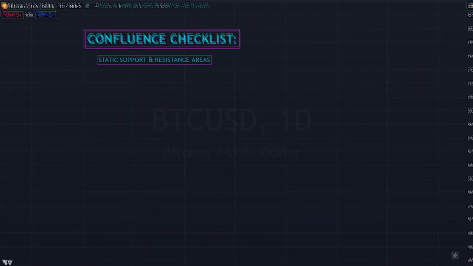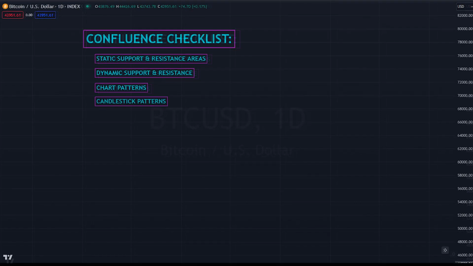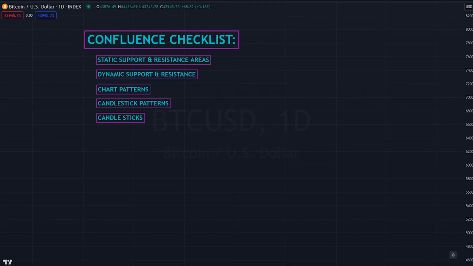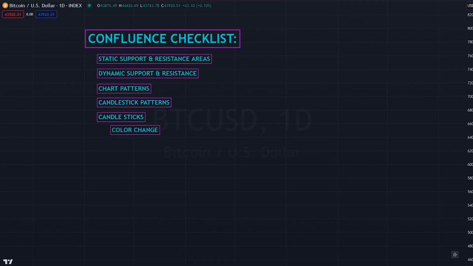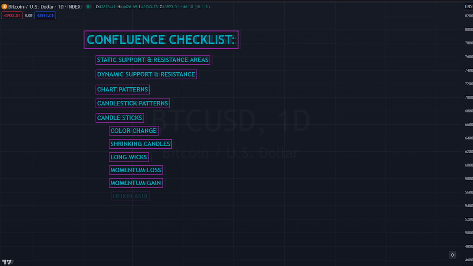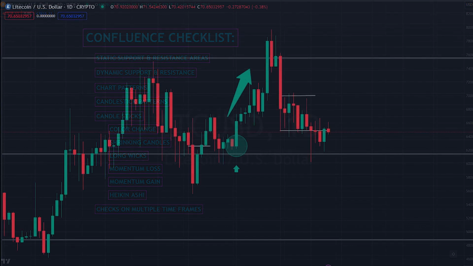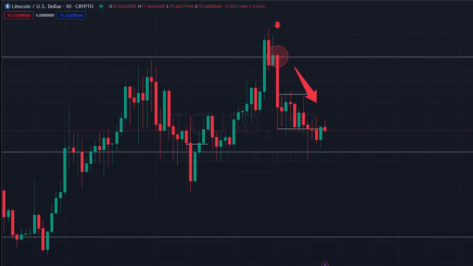We have our support and resistance areas. We draw out chart patterns, candlestick patterns. We look for specific candlestick styles, candle color change, shrinking candles, long wicks, momentum loss candles, Heikin Ashi candles. We check these on multiple time frames. So remember to always focus on possible long and short entry opportunities.